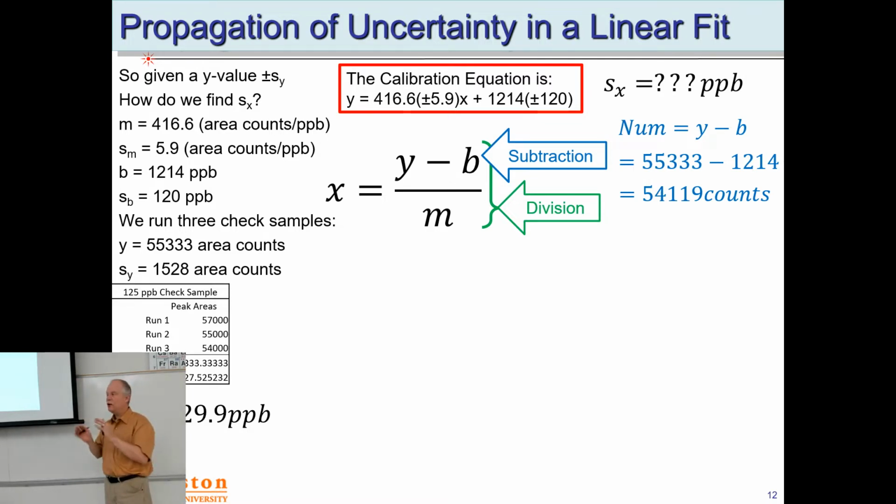Okay, so this numerator is an addition and subtraction piece. So the equation that we would use is that the variance of the numerator is equal to the sum of the variance of y and the variance of b. Now the variance is the standard deviation squared. So we take the uncertainty in y and square it, the uncertainty in b and square it, add those together. Okay, and that would be the square of the uncertainty in the numerator. If we want the uncertainty in the numerator, we just take the square root. So that's what we have. The uncertainty in the numerator is the square root of the uncertainty of each of those pieces squared.